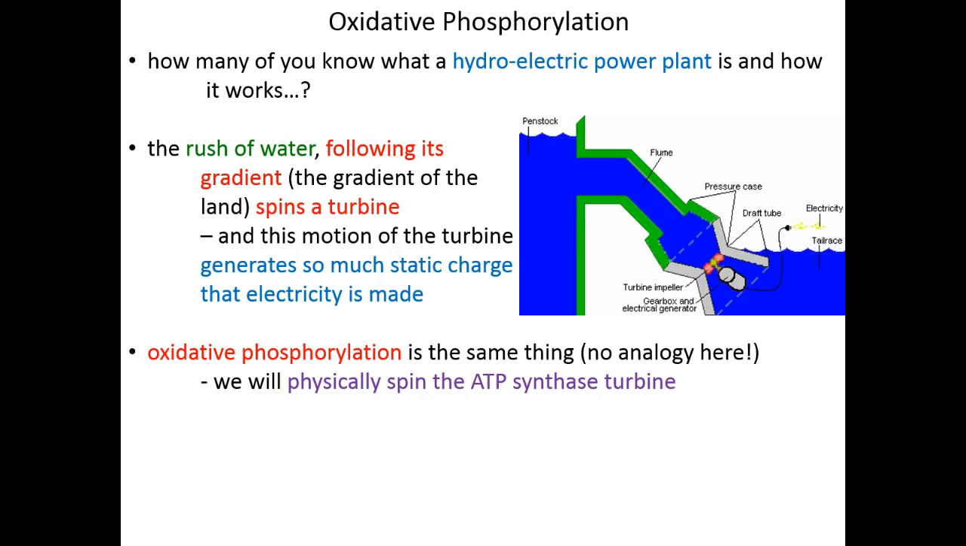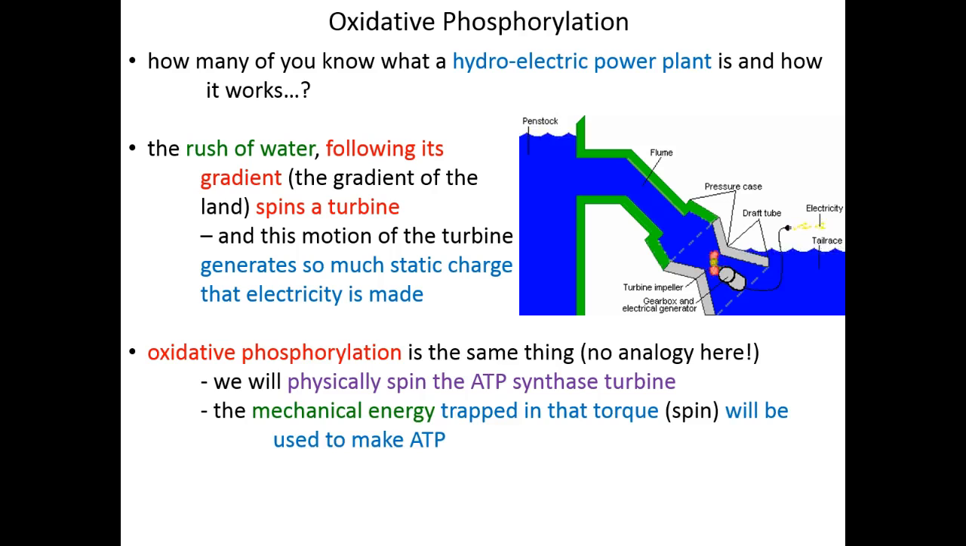We will be physically spinning the F0 region of ATP synthase as a turbine with protons flowing through it, and that spinning will drive the production of ATP. Essentially, the mechanical energy generated by protons flowing through the F0 region of ATP synthase will allow there to be spin energy or torque energy that will drive the production of ATP.